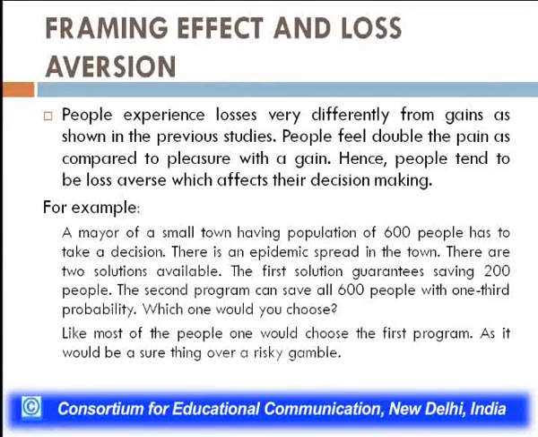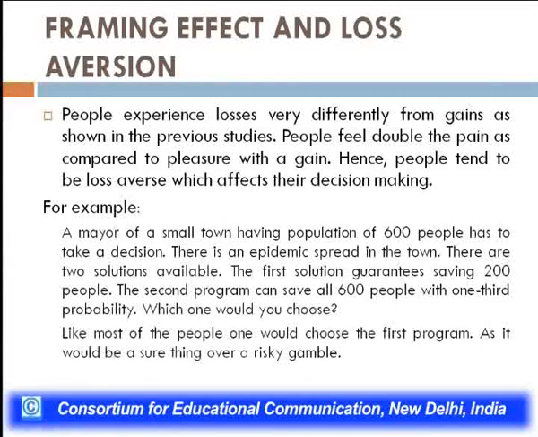600 people, and he has to take a decision. There is an epidemic spread in the town, and there are two solutions available. The first solution will guarantee saving 200 people. The second program will save all 600 people with 1/3 probability. Although the outcome of both situations is the same, that only 200 people will be saved, which one will you choose as a mayor?